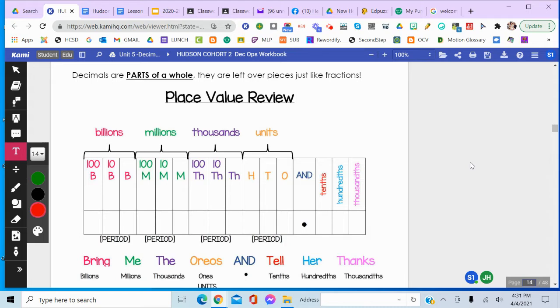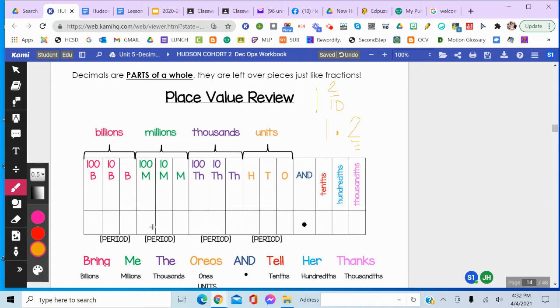All right. So the first thing that we're going to do is a quick place value review. And we've done a little bit of this already this year. Just remember, decimals are parts of a whole. They're leftover pieces just like a fraction. So if I wanted to write 1 and 2/10, I could also write it as 1.2. The reason that I know that this is 2/10 is because it's sitting in the tenths place. So that's the important thing to remember: your place values.